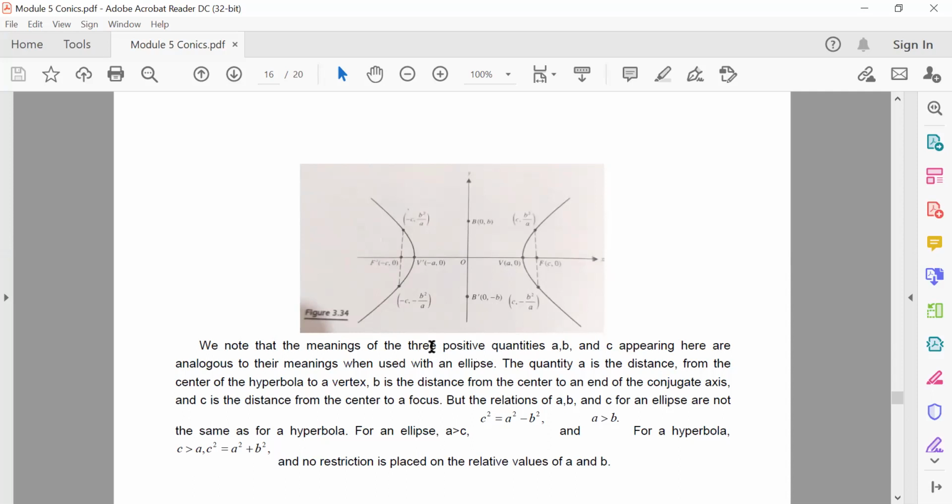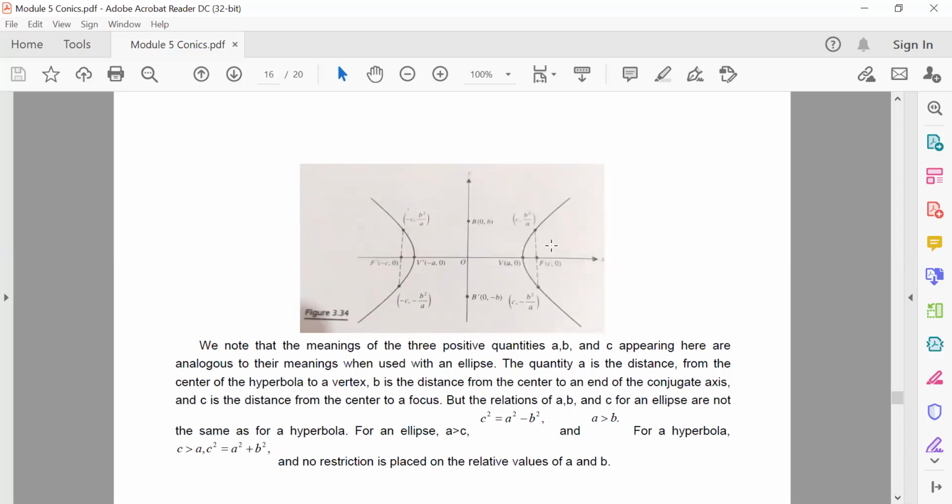This axis has no point in common with the hyperbola. It is perpendicular to the transverse axis at the center. Next, so we have again the center, the vertices, the foci, the transverse, the conjugate. Next is the latus rectum.